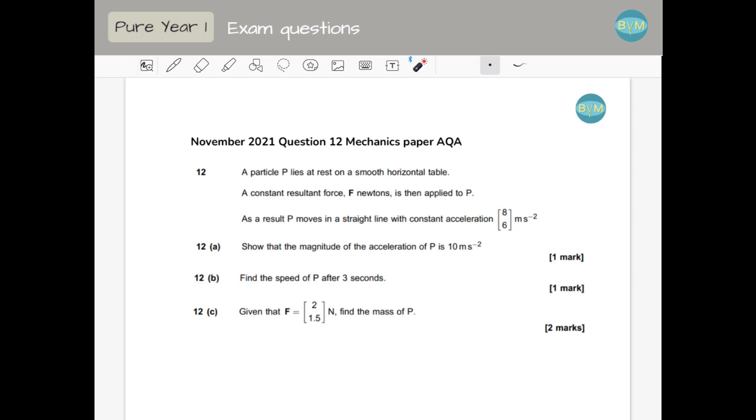Hello, this is question 12 on your November 2021 mechanics paper from AQA. So it's a mechanics paper, not a pure paper, but you have many vector questions in mechanics. A particle P lies at rest on a smooth horizontal table, and a constant resultant force F, which in capital letters is the vector, is applied to P.